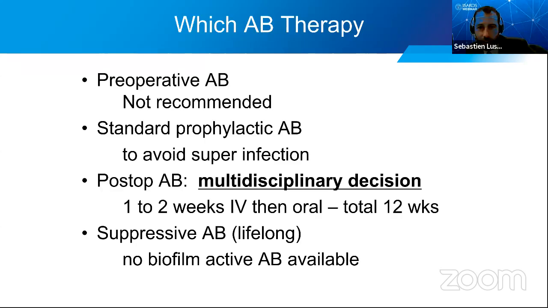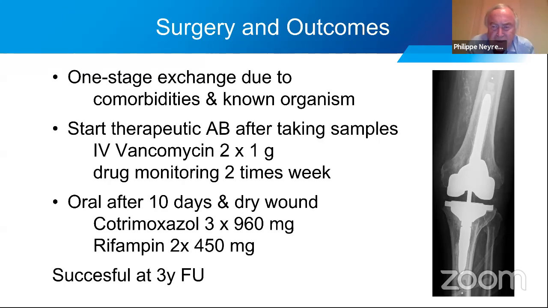So that's exactly what the recommendation says. I think we agree that we should avoid superinfections, so standard prophylaxis, and then the multidisciplinary decision will determine the antibiotics. But usually it's 12 weeks total, starting IV and then oral. Suppressive antibiotics are only for very specific cases, like Sam just mentioned, and only if you have active antibiotics on biofilm, of course.